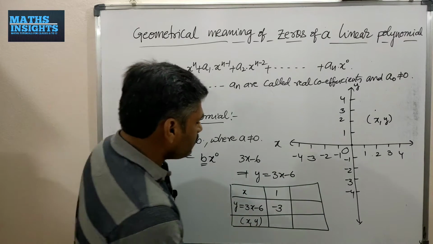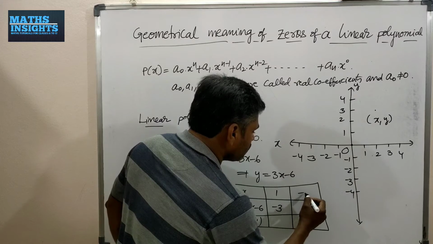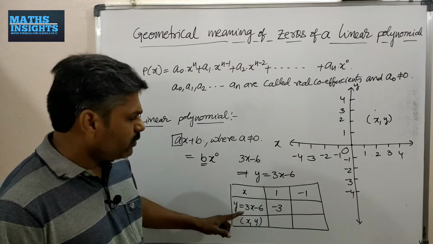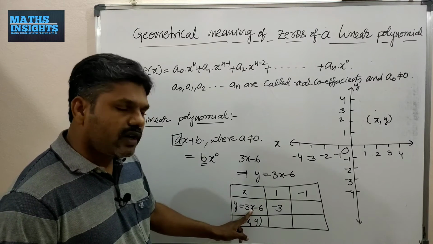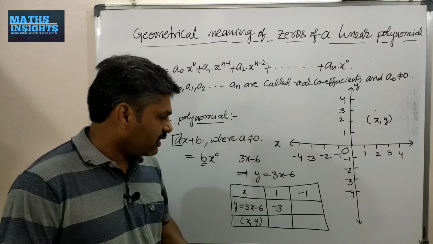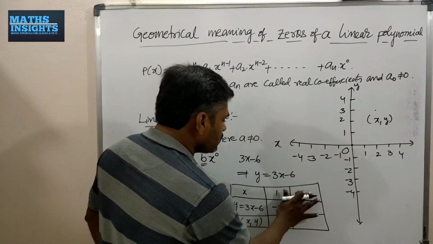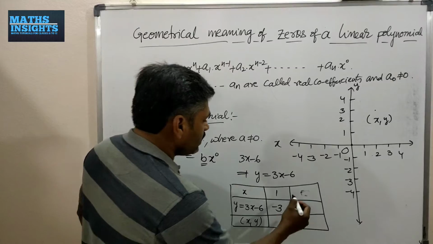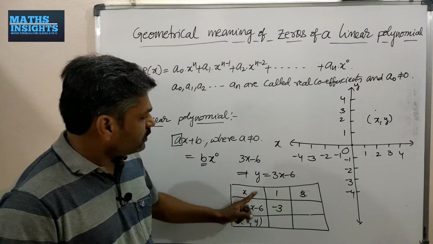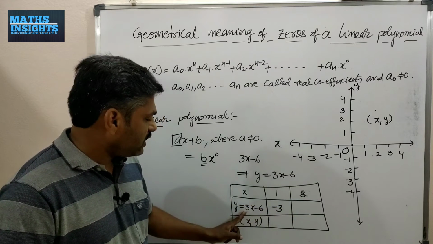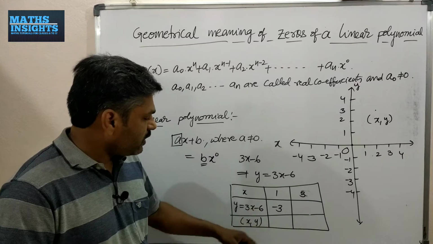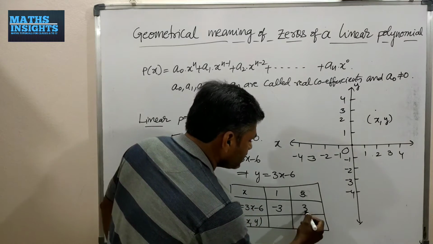I am taking minus 1 here. If you take minus 1, the y value will become smaller. Why? Because 3 into minus 1 is minus 3, minus 3 minus 6 will become minus 9. Therefore assume another positive value, let it be 3. If you assume x equals 3, then the y value will become 3 into 3, 9. 9 minus 6 is 3.